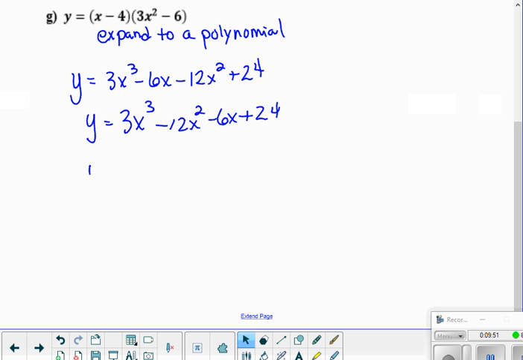Why don't you hit pause, see if you can get your derivative right. 9x squared minus 24x minus 6. This goes to 0, right? 24 is a constant, it goes to 0. You can put plus 0 there if you want, and rewrite it without it the next time.